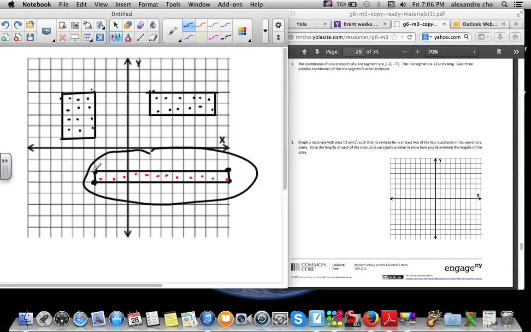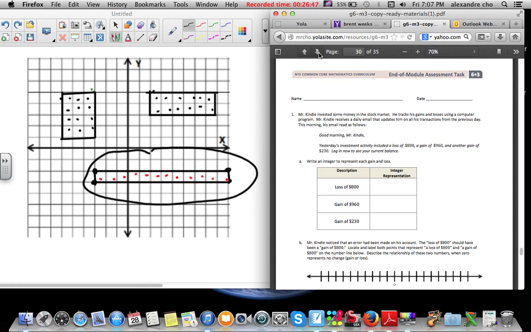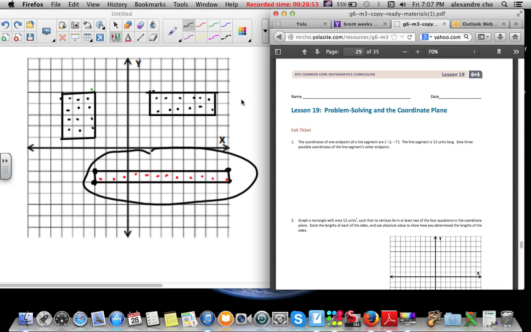Okay. Looks like a kid with braces. Well, anyways. Okay. And then use absolute value to show how you determine the length of the sides. Not too sure what they mean by that. Skip that. Don't worry about that last part. And that's it. So you would label and give out the location of each of these vertices or each of these points here, to help you create the rectangle. All right. And am I done? Let me just click on the next page. Yes, it looks like I'm done. Okay. That's it. That was easy.